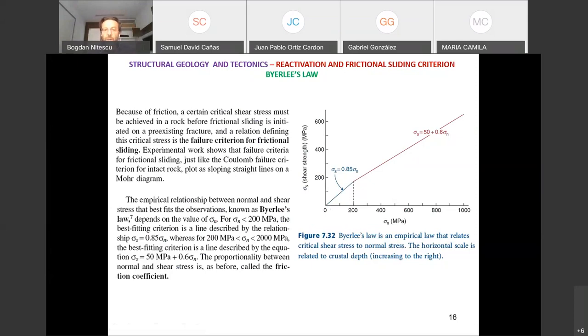So this is to give you an idea that some people developed their careers along these ideas of discovering these properties of the rocks. And we know them for major types of rocks and so on. So now we can understand under what conditions a certain volume of rock will slide, and you'll have a longer fault zone, for instance. All right, so this is Byerlee's law, a frictional sliding criterion.